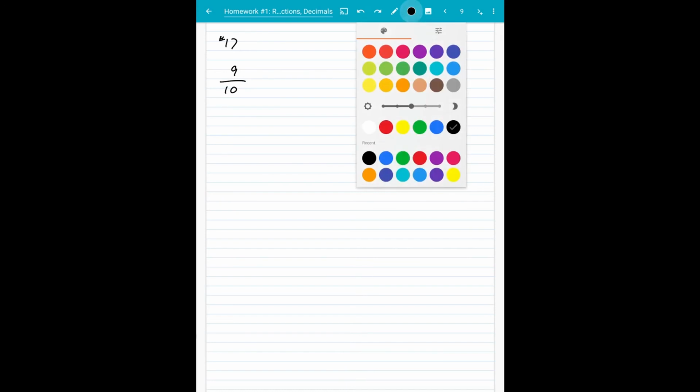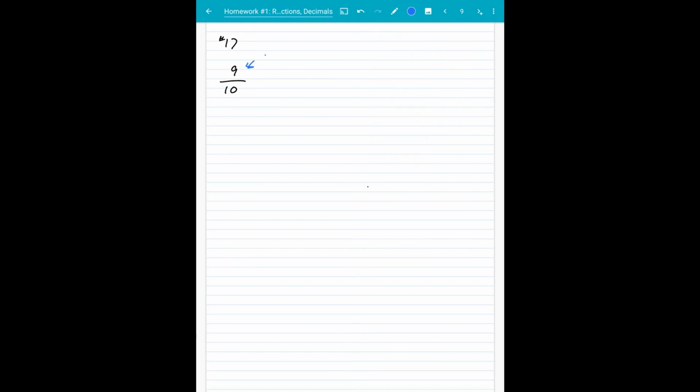If you're not familiar, the top number is called a numerator. The bottom number is called a denominator. This fraction line right here represents the difference between the numerator and the denominator. What fraction of a whole is it? You can also use it as division. So we could actually divide 9 divided by 10.